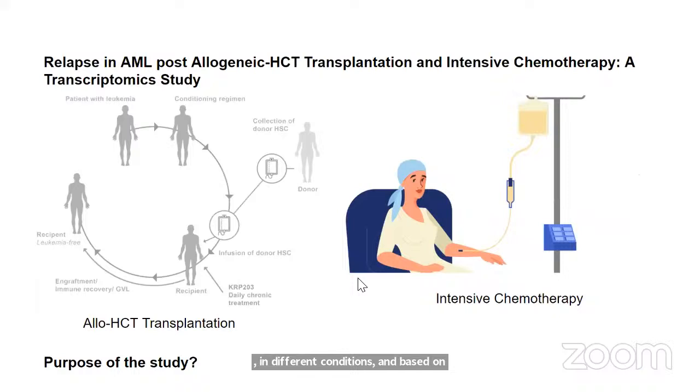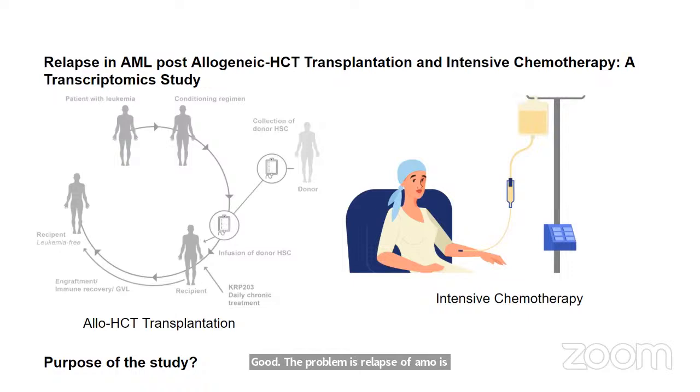So my independent project is based on relapse in AML, which is acute myeloid leukemia, in two treatment conditions. As you can see in the image, we have the allogeneic HCT, which is hematopoietic cell transplantation, and another one we have is intensive chemotherapy. So these two treatment conditions are being used rigorously in AML as of now, and they are quite effective as well. But the problem is relapse of AML is inevitable.